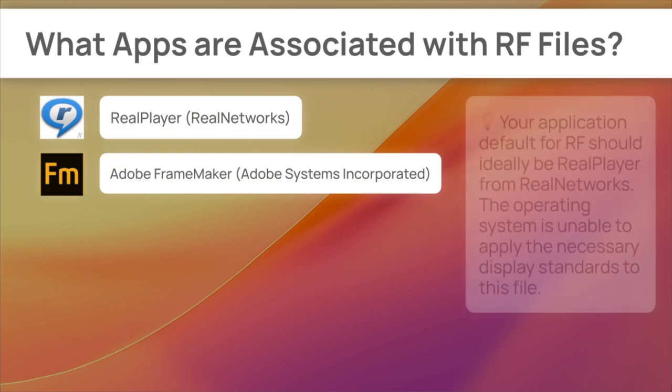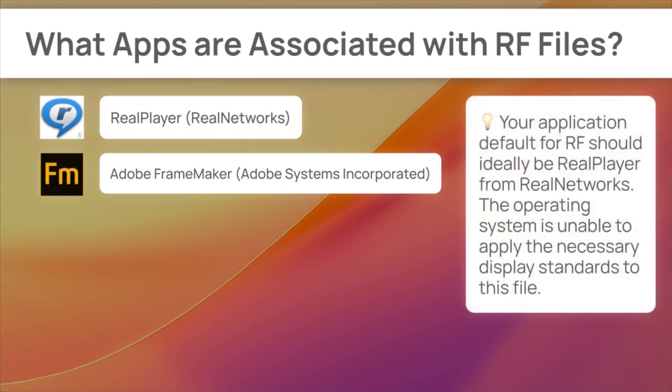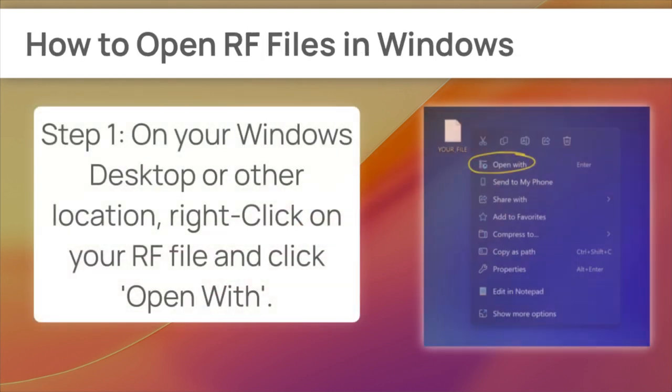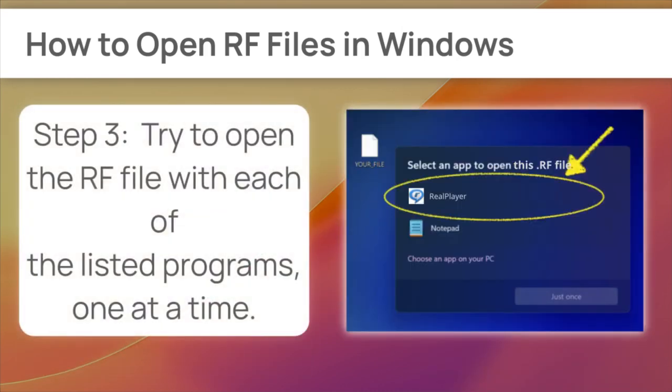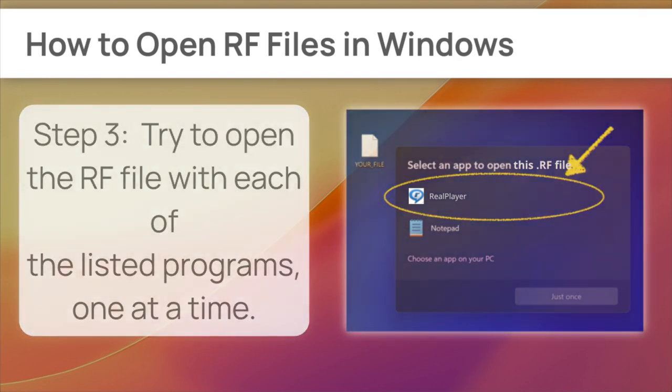The basic data is there, but Windows cannot process the specific formatting tags required. Windows gives you quick listening access, but expert-level editing requires dedicated audio suites. We need to force an application link. Right-click your RF file, then click Open with, prioritize RealPlayer if you see it. If not, test the next program. Sometimes it's a hidden application that works.